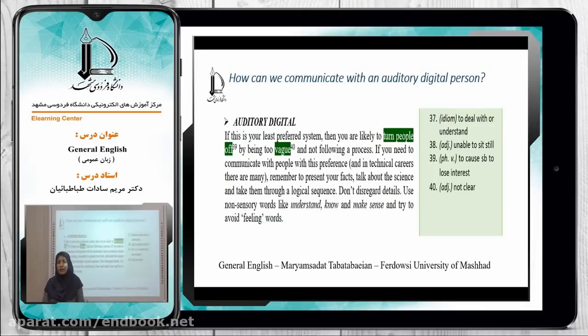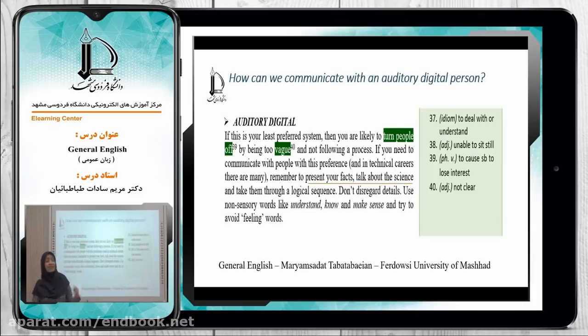How can we communicate with an auditory digital person? Do you remember auditory digital people? What were they like? Good. They liked facts, science, and they needed to understand everything. Now, look at this paragraph. It's again about auditory digital people and how we can communicate with them. Look at the underlined lines.